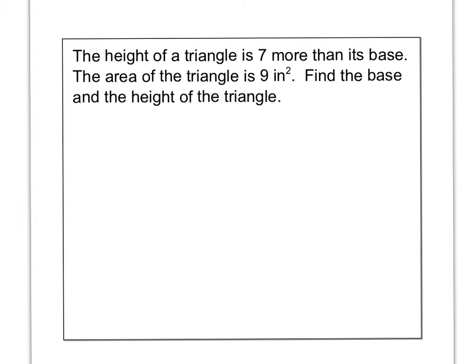Again, pause the video, give this one a try, and then watch to see if you get it correct. The height of a triangle is 7 more than the base. So we have some kind of a triangle, and the height, which is right in here, is 7 more than the base. So if the base is B, that height is going to be B plus 7. And it says the area of the triangle is 9. Find the base and the height of the triangle.